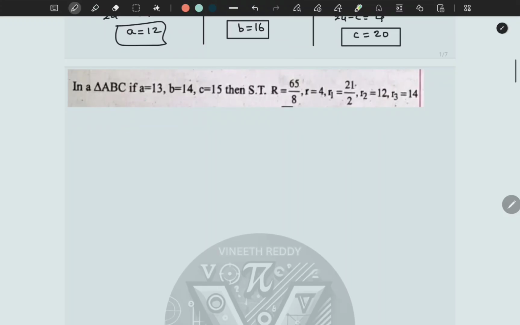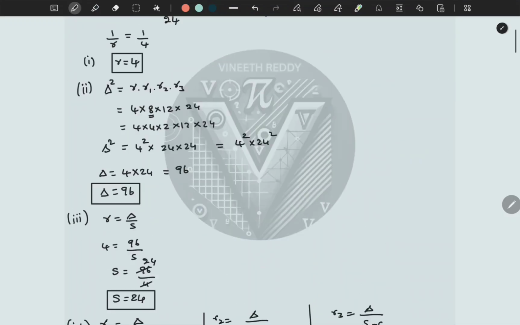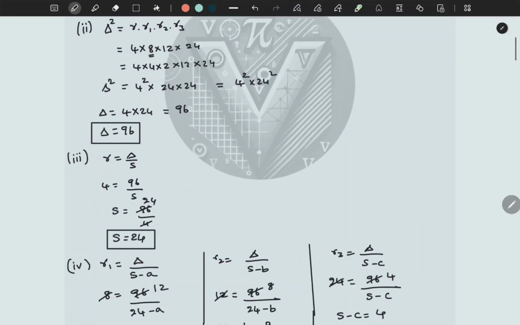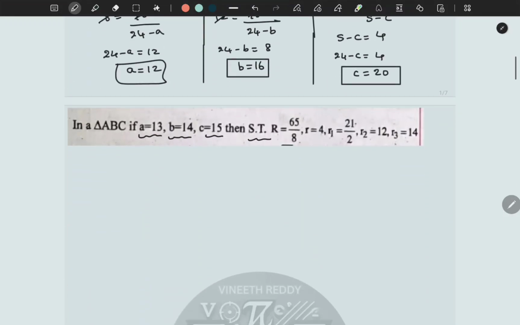Next question says, in a triangle ABC, if a is equal to 13, b is equal to 14, c is equal to 15, then show that. So the difference between the previous question and this question is, in the previous question they have given us the values of R1, R2, R3 and they are asking us to find a, b, c. And in this question they have given us a, b, c and they are asking us to find capital R and all. So it's exactly the reverse of the previous question.